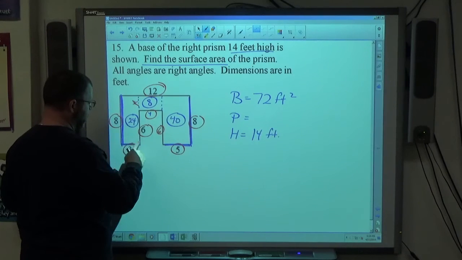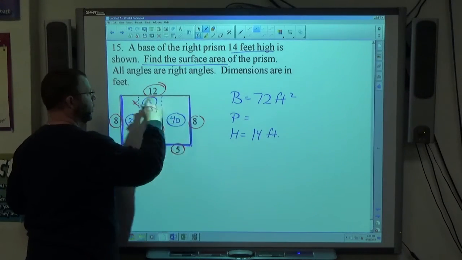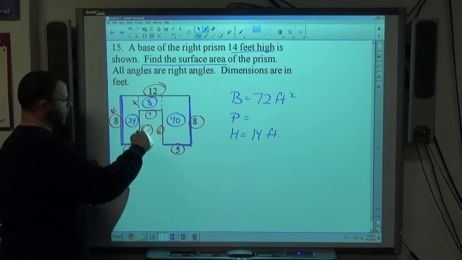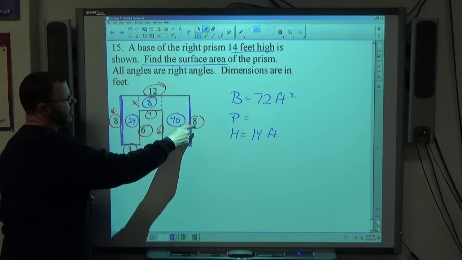Everything's known. Add them all up. So I'm going to start here and go around this way. 8 plus 3 is 11, plus 6 is 17, 21, 27, 32, 40, 52.